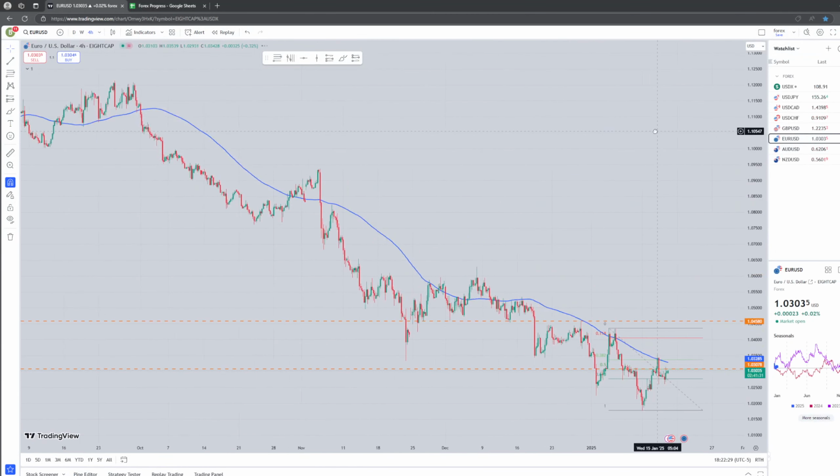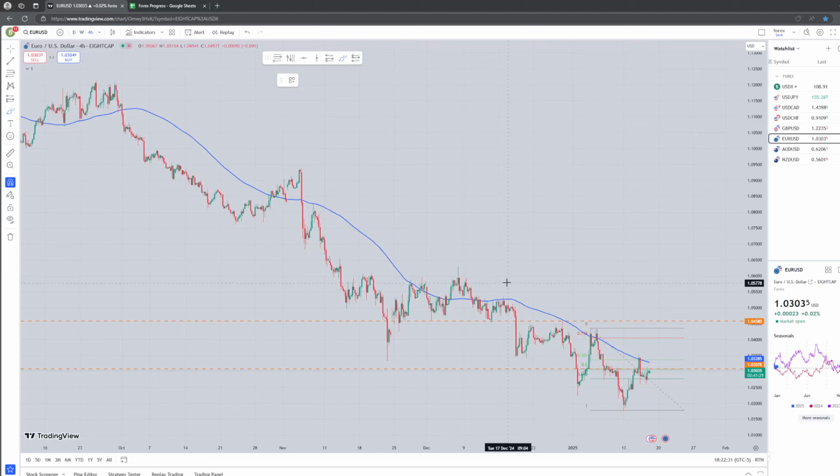Okay, Euro USD. So here the market is behaving consistently below the blue moving average line, which means the USD is getting stronger against the euro. So we have down leg, retracement, down leg, retracement, down leg. Now another retracement seems to be going on.